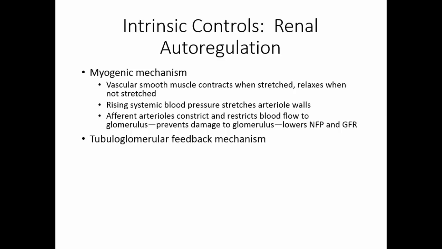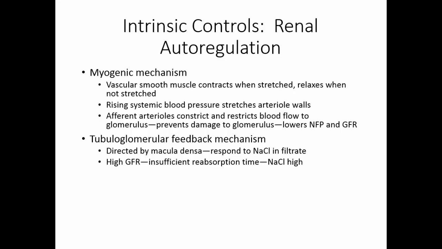Then we have the tubuloglomerular feedback mechanism. This is directed by the macula densa. You'll remember that those cells pay attention to how much sodium chloride is in the filtrate. If we have a high glomerular filtration rate, urine will be flowing through the nephron too fast for us to reabsorb material appropriately. So the sodium chloride level will be high when it gets to the macula densa cells. The macula densa will then cause vasoconstriction of the afferent arteriole to reduce net filtration pressure and glomerular filtration rate, and allow the nephron sufficient time to reabsorb material from the filtrate.